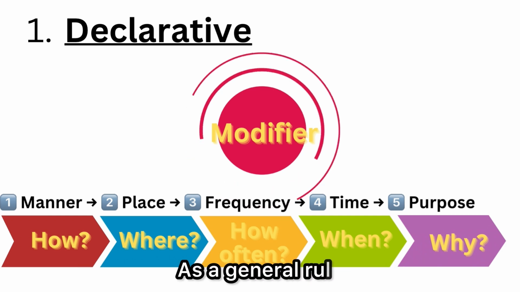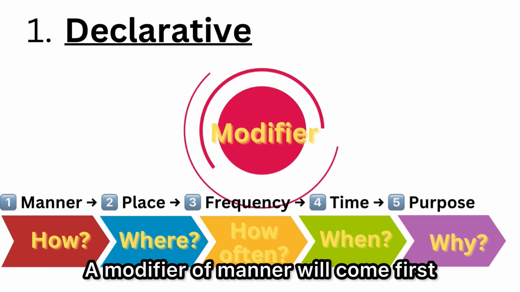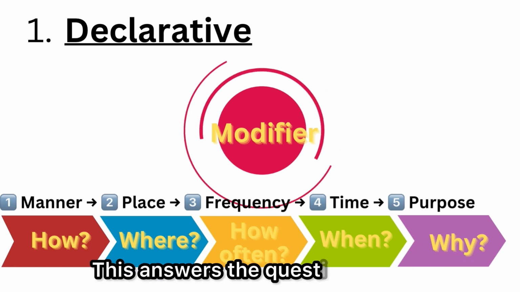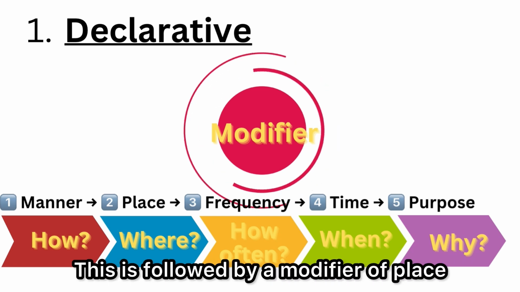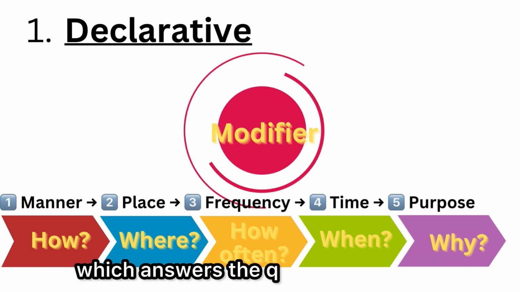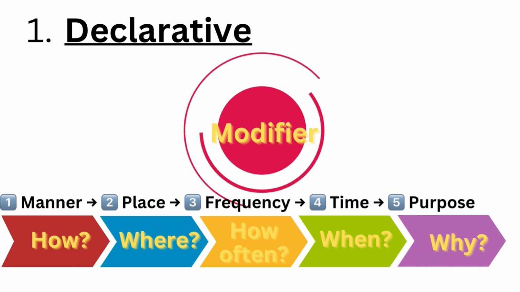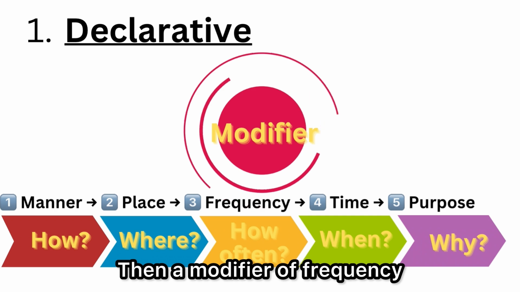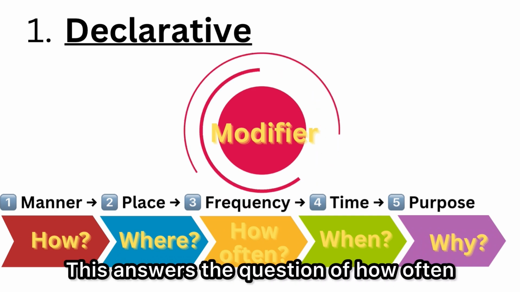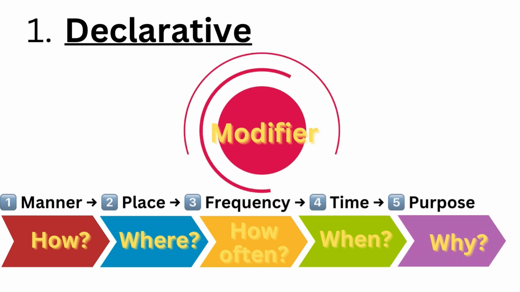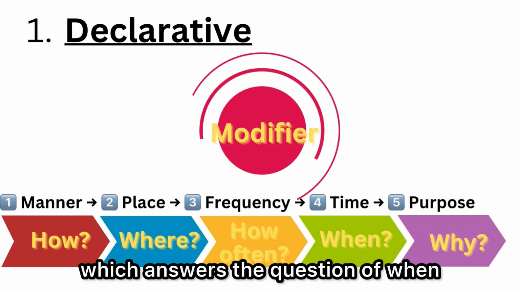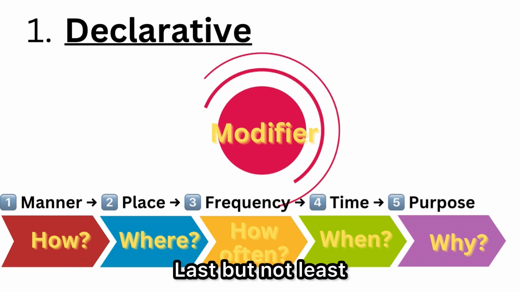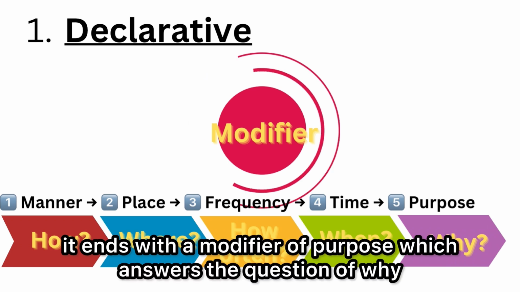As a general rule, a modifier of manner will come first. This answers the question of how. This is followed by a modifier of place, which answers the question of where. Then a modifier of frequency. This answers the question of how often. Then it's followed by a modifier of time, which answers the question of when. Last but not least, it ends with a modifier of purpose, which answers the question of why.